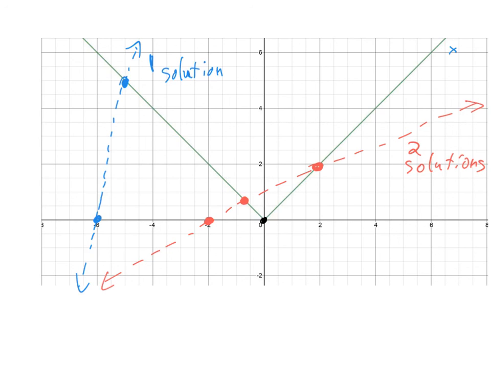Finally, I could draw a line, perhaps the line that crossed through these 2 points right here. And again, due to the difference in slopes, it would never intersect our original function, and this would produce 0 solutions. So all three of these scenarios are possible, and of course I could draw other lines that would also produce 1 or 2 or 0 solutions depending on how I put their slopes and where I put their y-intercepts.